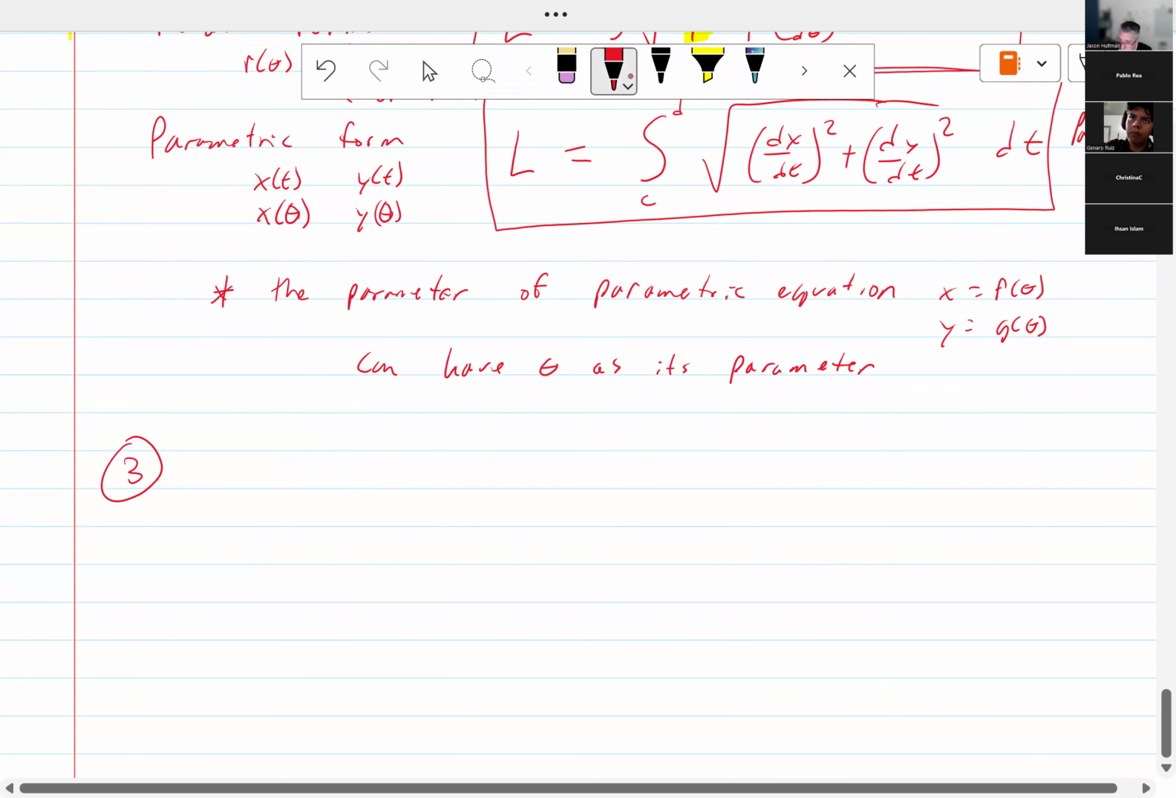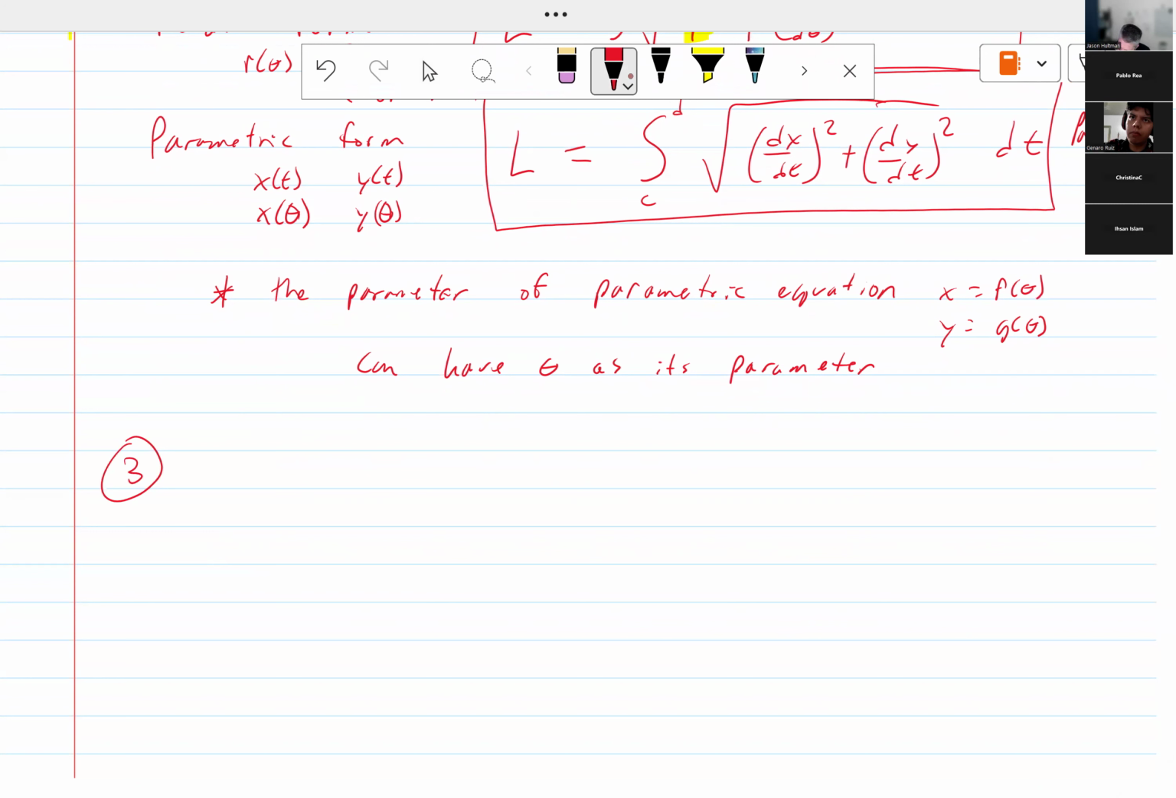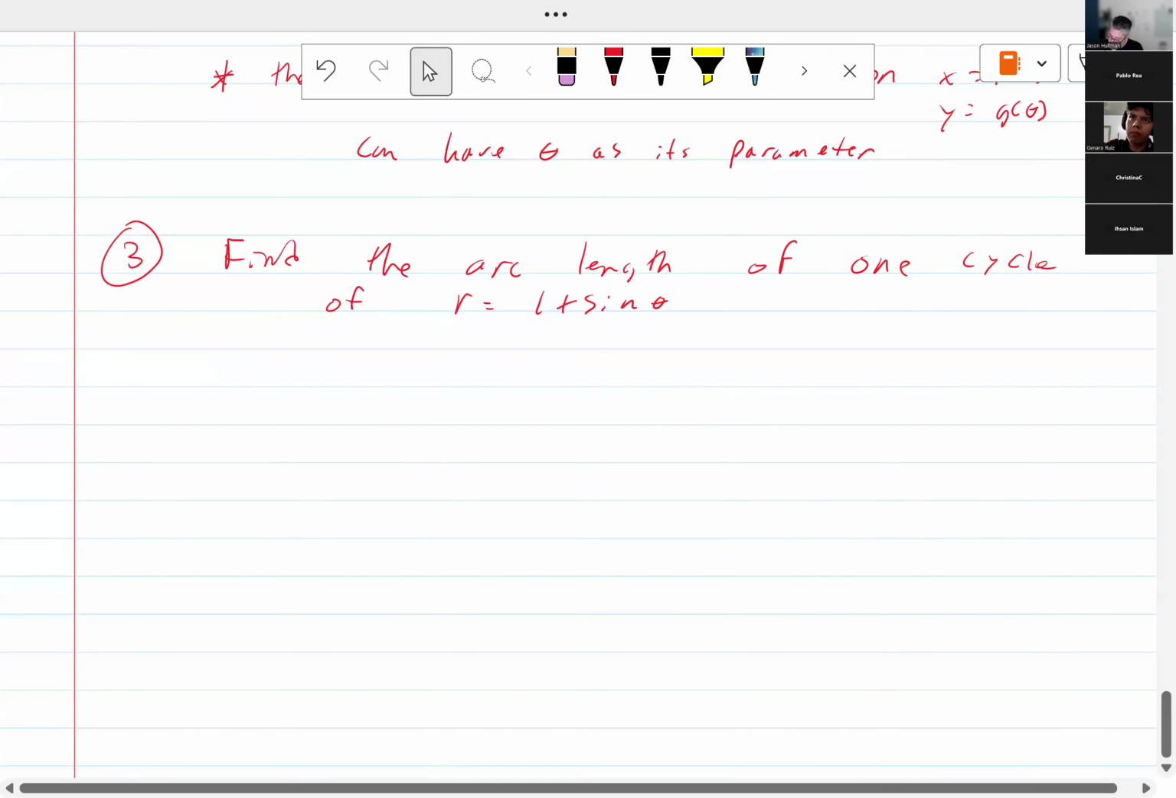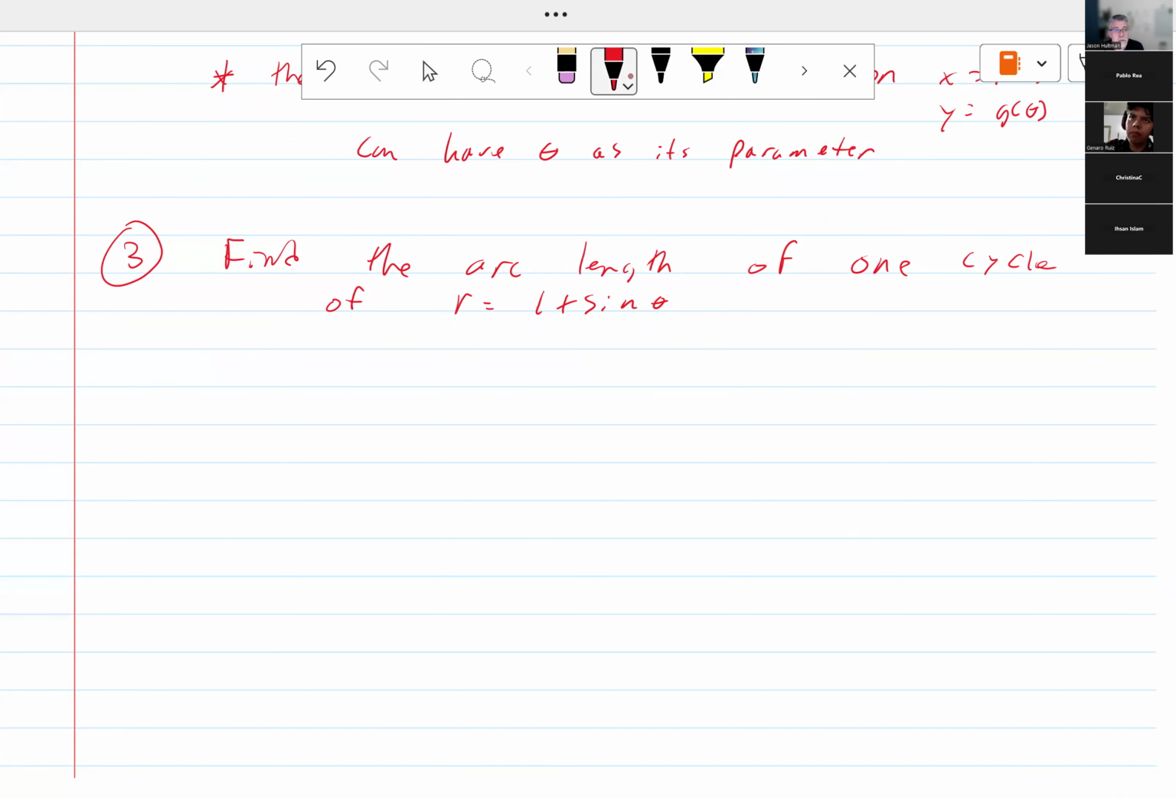Okay, example 3. Find the arc length of one cycle of r equals 1 plus sine theta. So what is 1 plus sine theta? We've seen this guy before. What shape does that make? Okay, yeah, thank you, Daniel. It's a cardioid.